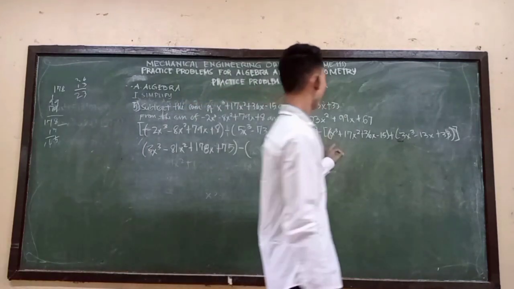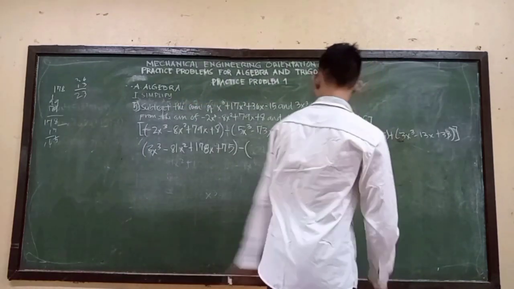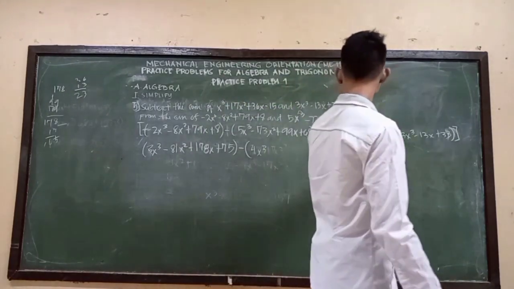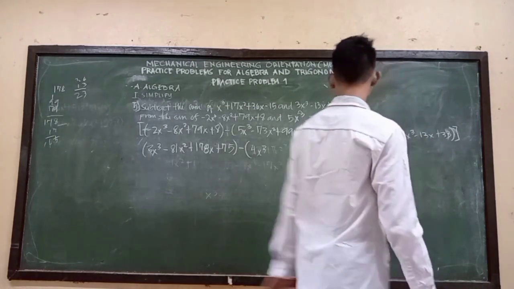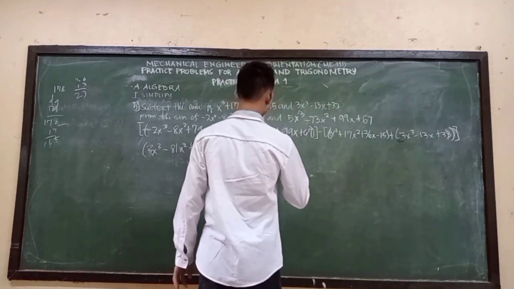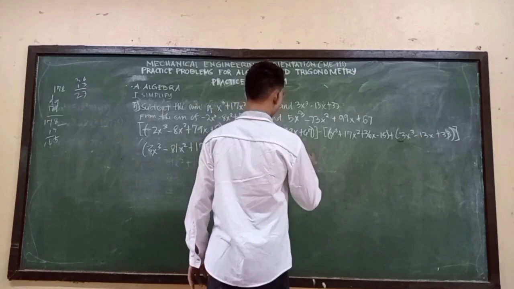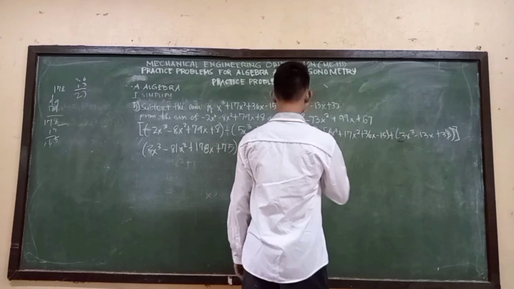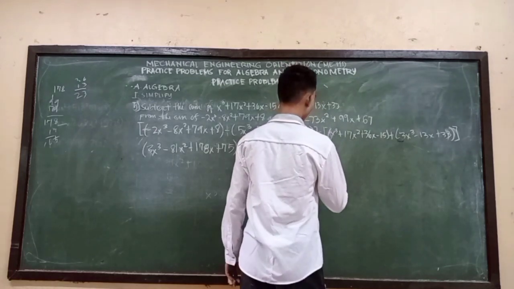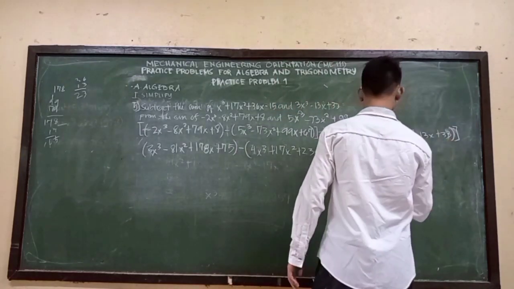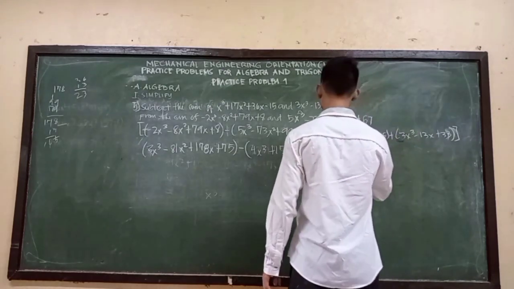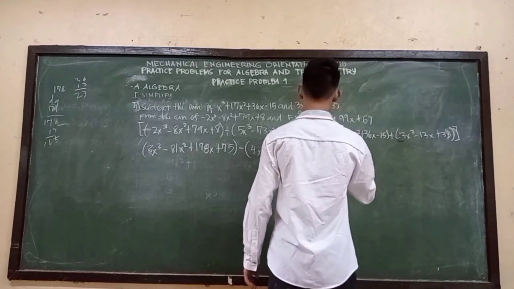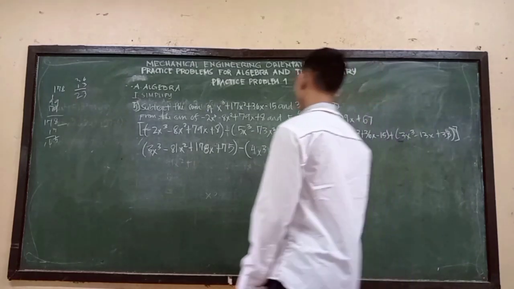Minus x cubed plus 3x cubed is 4x cubed. 17x squared plus nothing is equal to 17x squared. 36x minus 13x is equal to 23x. 15 plus 33 is equal to 18.